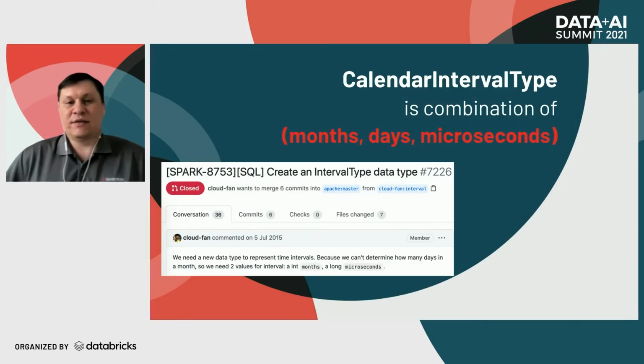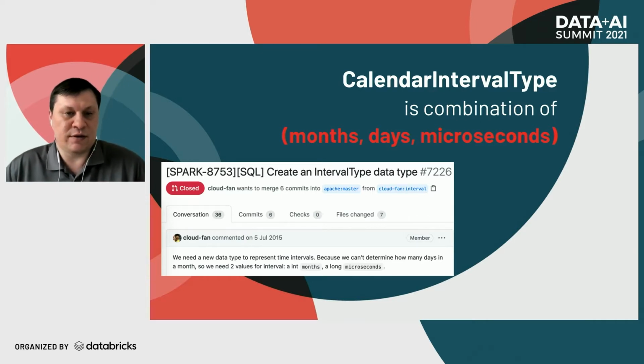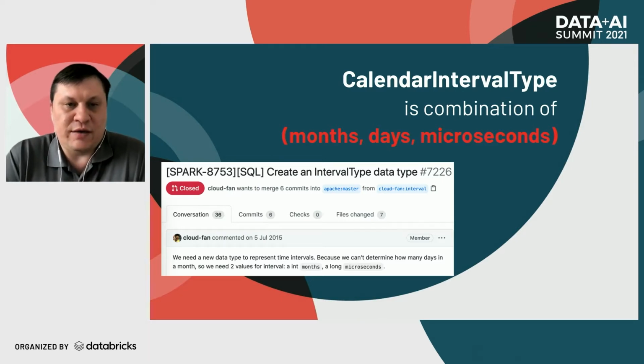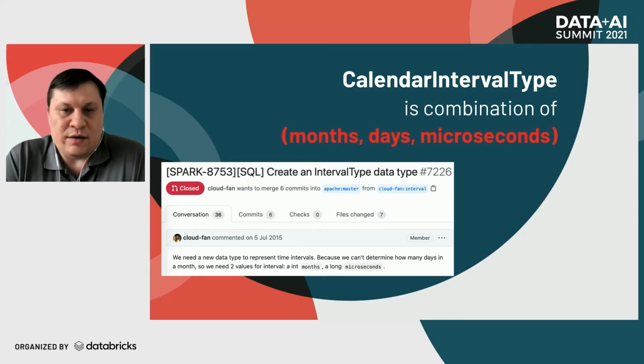Calendar intervals. This type was added a few years ago. You can see on the slides a link to the original PR where we replaced regular microsecond columns by new types, and mention, for example, one of the Spark committers, who added a new type, interval type. Later, this type was renamed to calendar interval type to not intersect with this type from the SQL standard.